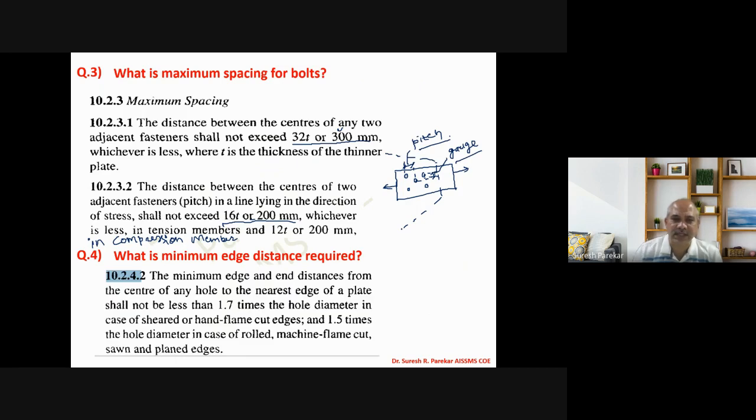What is the minimum edge distance? So you can see this. If we have hand flame cut, then we have 1.7 times the hole diameter. So keep in mind, and how we will find hole diameter? That is diameter of the bolt plus clearances, and that is 1.5 times the hole diameter in case of rolled, machine flame cut. So for rolled machine flame cut we have 1.5 times the hole diameter. So these are the criteria for your edge distance. So for your minimum pitch, we have 2.5 times the bolt diameter. Here we have hole diameter.